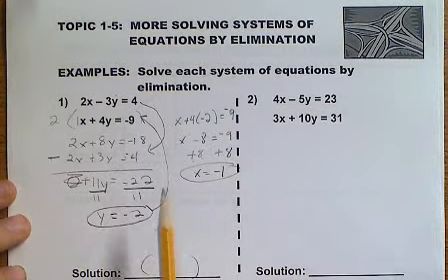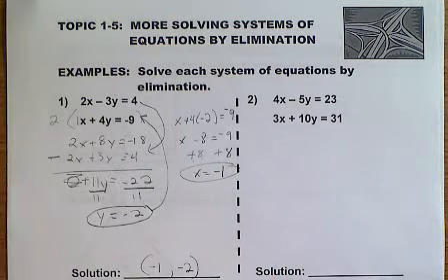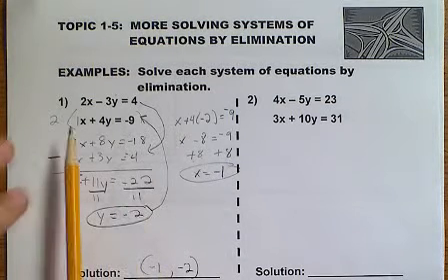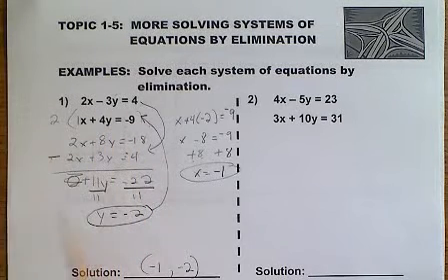Alphabetical order, x, y: negative 1, negative 2. And so that's how we did this. The only thing that's new today is that you may need to multiply one or possibly both equations in order to solve. Let's take a look at number 2.